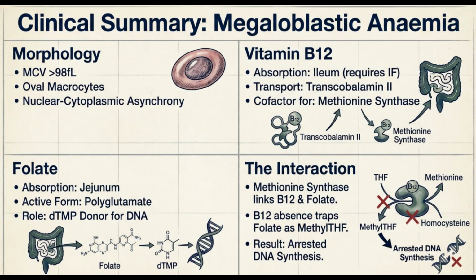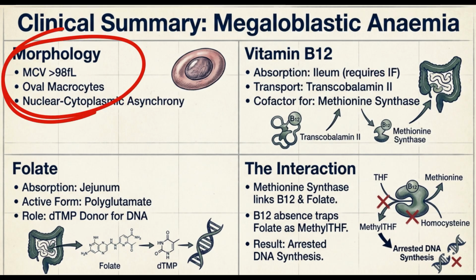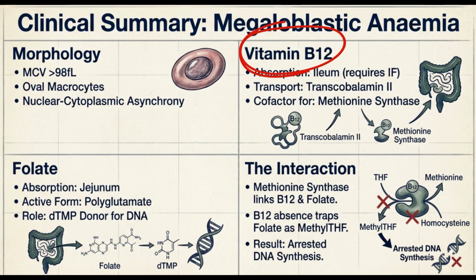Phew, okay, we have just gone through some pretty deep biochemistry. So let's pull way back now and put all of these molecular pieces together into a clear, coherent clinical picture. Let's do a quick flyby of everything we've covered. Morphologically, what do we see? We see those big oval macrocytes and that classic nucleocytoplasmic asynchrony. For vitamin B12, what do we need to remember? Its complex absorption, which requires intrinsic factor, and its special delivery truck, Transcobalamin 2. For folate, its absorption in the jejunum, and its absolutely critical role in making dTMP for DNA.